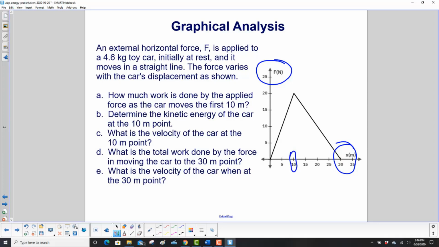Determine the kinetic energy of the car at the 10-meter point. What is the velocity of the car at the 10-meter point? Then, what is the total work done by the force in moving the car to the 30-meter point, which is over here? Then, what is the velocity of the car at the 30-meter point?